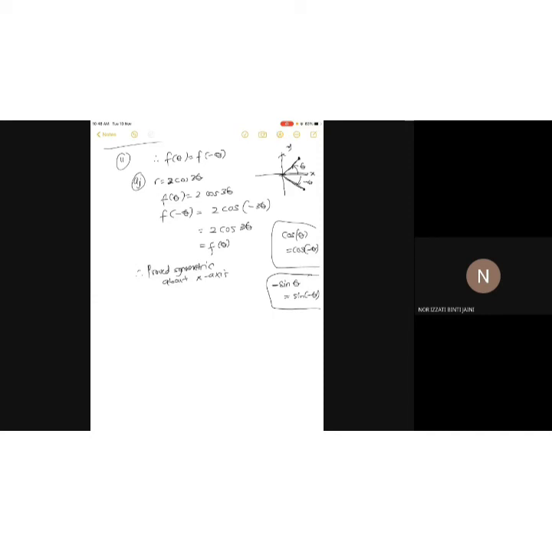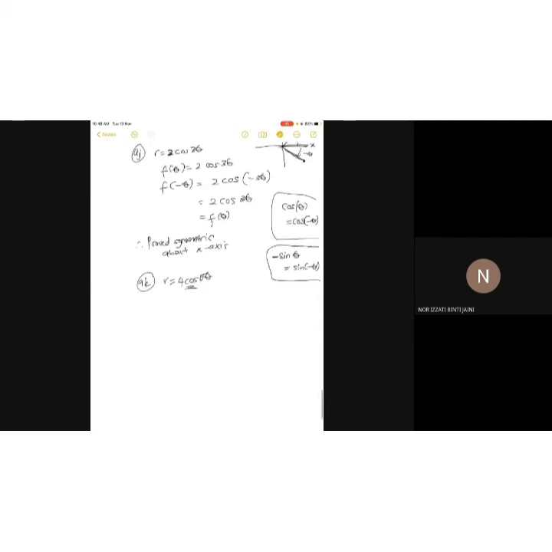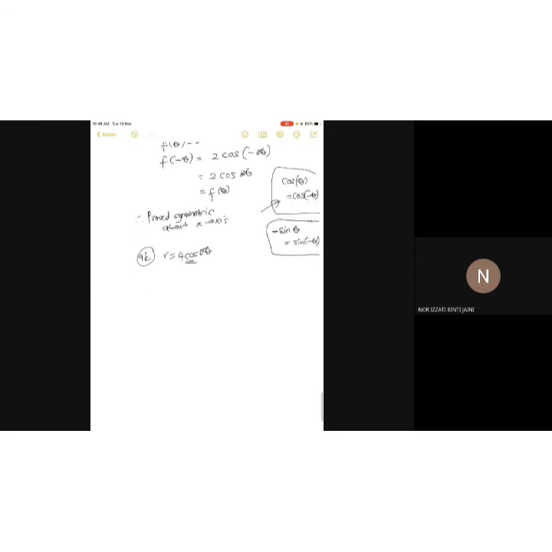Last one is 9K. R equals to 4 cos 5 theta. So biasanya kalau cos ni dia memang symmetric pada x-axis. Sebab yang ni tadi. Okay. Sebab cos theta sama juga dengan cos negatif theta. So if f theta equals to 4 cos 5 theta, then f negative theta will be equals to 4 cos negative 5 theta, which is equals to cos 5 theta back.